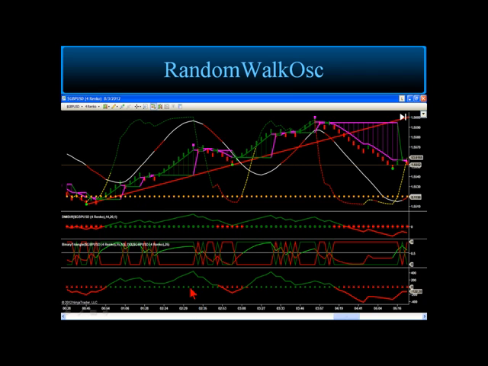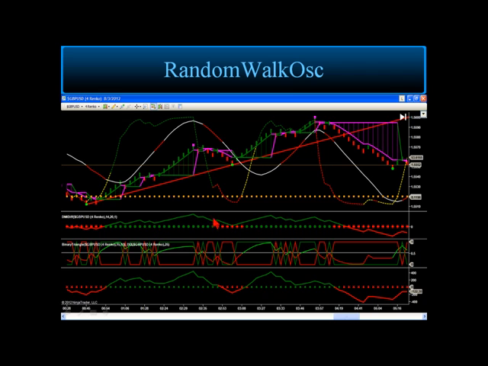Now what the random walk oscillator does is it measures the strength of the trend. Now you can see the strength of the trend ended right here, and it starts to move down here. And now this is a more sensitive indicator than this. Now they look very similar, even though they have totally different codes, because they both measure trends, but this is much more sensitive than this.